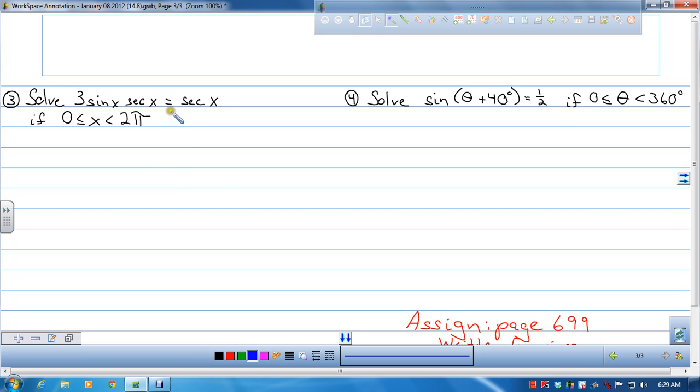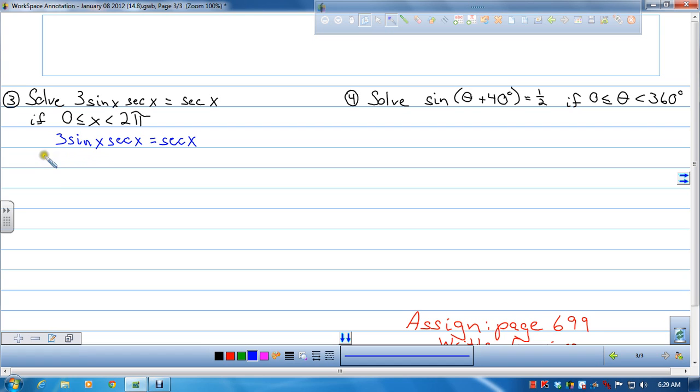Solve 3 sine x secant x equals secant x between 0 and 2 pi. So I have x here, so I know I'm going to be dealing in radians. So let's recopy the problem. 3 sine x secant x equals secant x. Again, I notice I have the same value on each side. So if I subtract this over, I'll be able to factor that out, and I'll have a multiplication problem equal to 0, which is what I look for in order to factor.